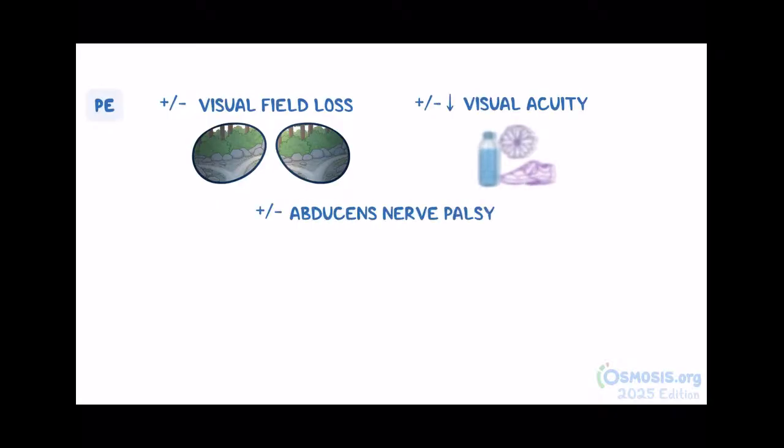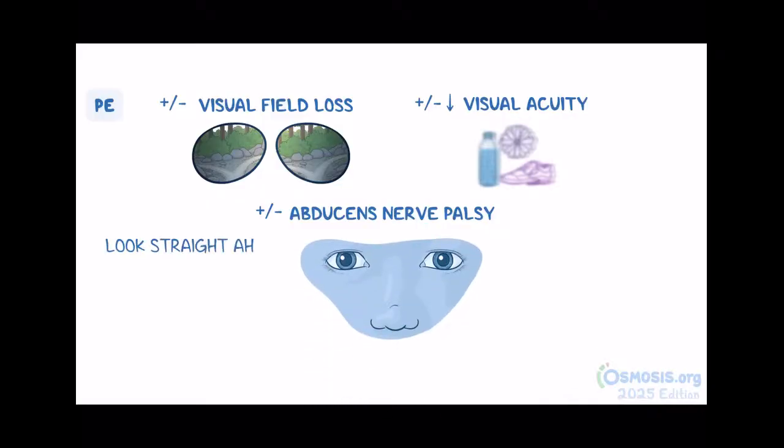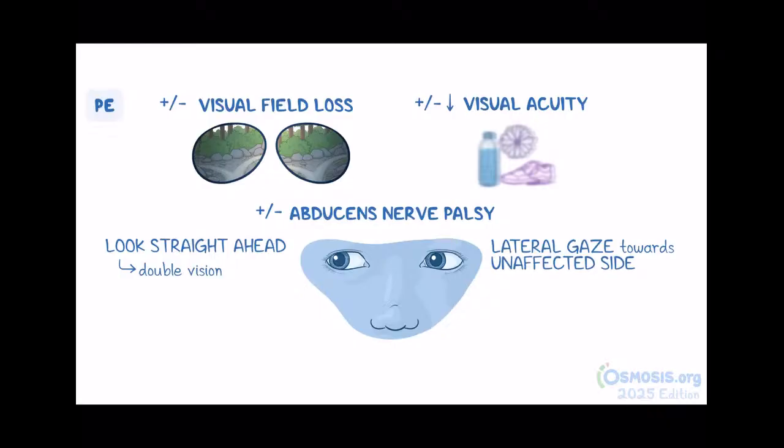On the exam, you might find visual field loss, decreased visual acuity, and abducens nerve palsy. For example, in a case of unilateral abducens nerve palsy, when the patient tries to look straight ahead, the affected eye will drift medially toward the nose, causing double vision. On lateral gaze towards the unaffected side, the patient will adduct the affected eye normally toward the nose, which improves their double vision.